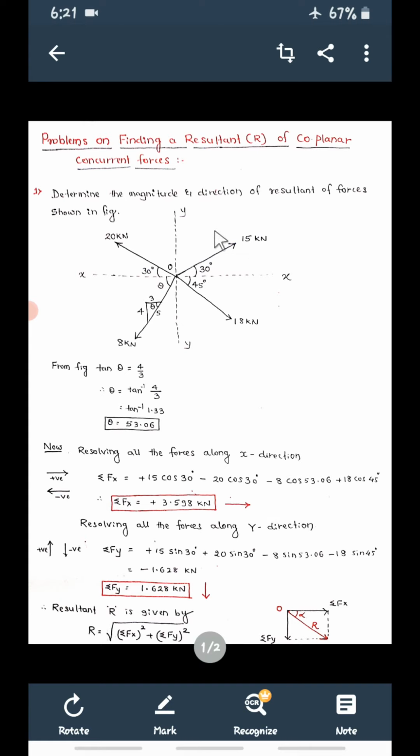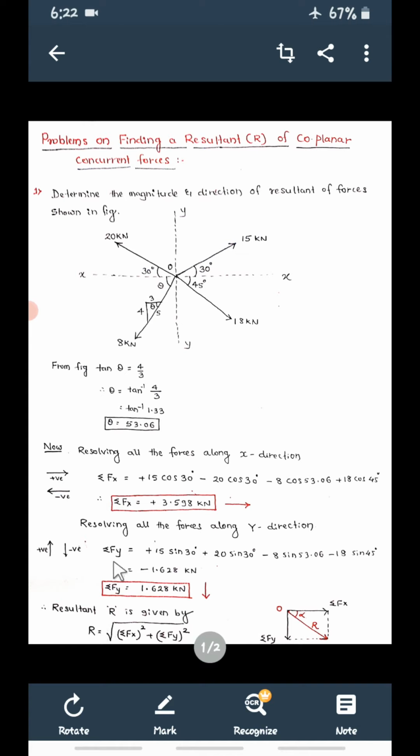Next, consider the same forces. Now instead of the x direction, resolve all the forces along the y direction. So summation Fy. For vertical, the sign convention is: if the force is moving upward, it is considered positive; if the force is moving downward, it is considered negative. So add all the components of the forces in the y direction, and we get summation Fy.